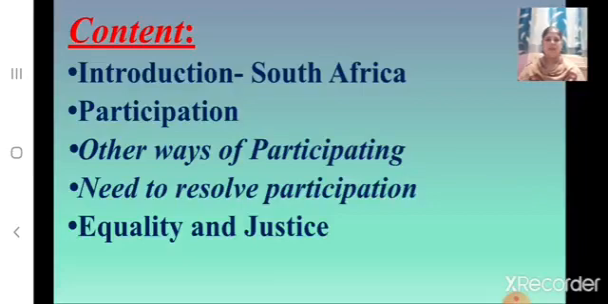That is, people make the decisions in a democracy, and there are fixed periods for the governments that are elected. In India, once the government is elected, it can stay in power for 5 years. Thus, people participate in the process of government by casting their votes to elect the representatives of their choice. Children, today we shall learn about other ways of participating and the need to resolve participation.